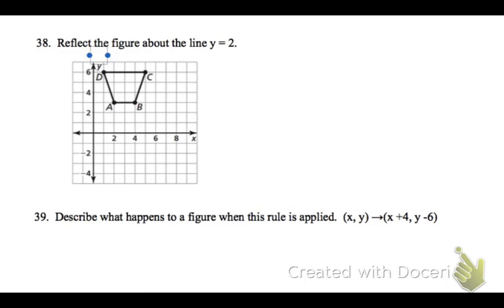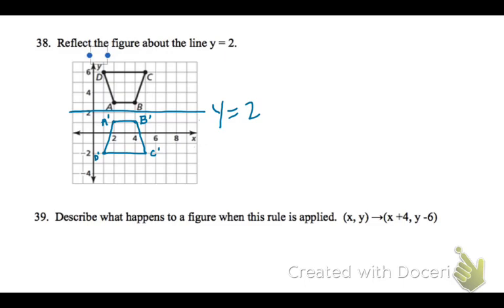On 38, the first thing we needed to do is draw in our line y equals 2. A and B are both 1 unit away from 2, so A prime and B prime are going to be 1 unit away, and C prime and D prime are going to be mirror image 4 units away. And draw in your shape, and there's your A prime, B prime, C prime, D prime.